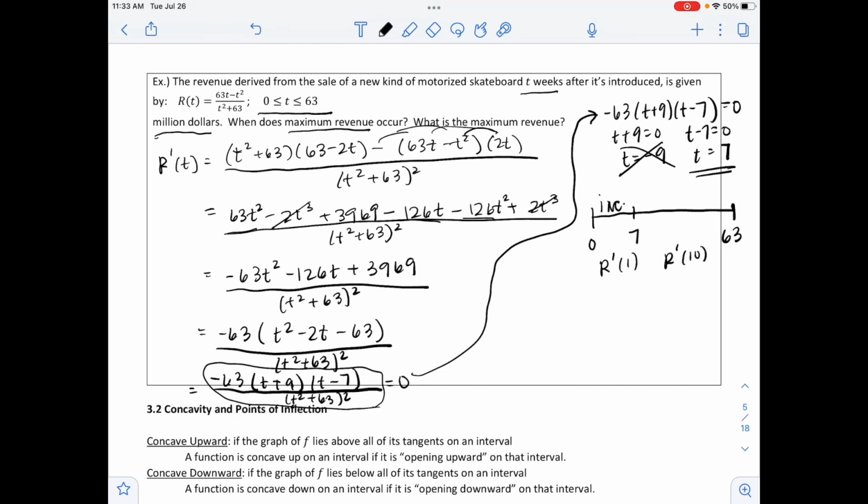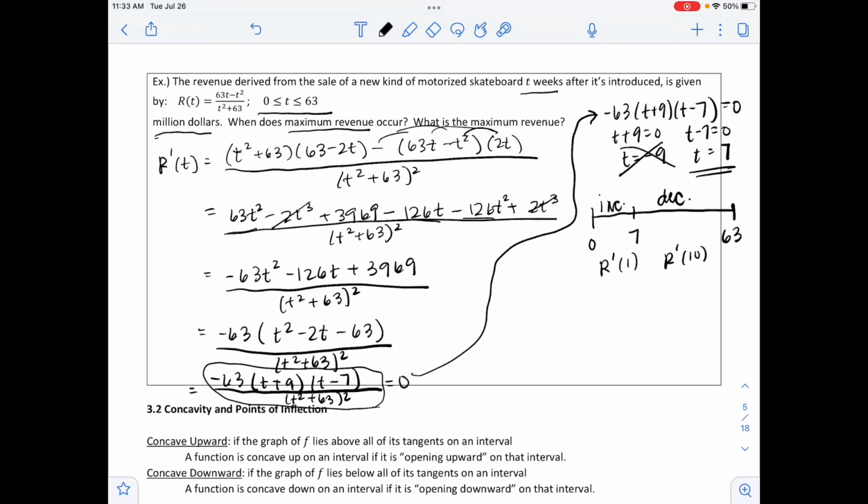And then for the next interval, from 7 to 63, I'm going to substitute in 10. So we have negative 63 times a positive value, 10 plus 9. And then 10 minus 7 is also positive. So we have just negative times positive, or negative. So this is also decreasing. Again, if you feel more comfortable substituting in those values and actually working them out and getting a numerical value, you definitely can.